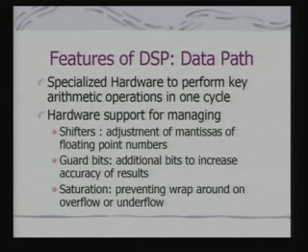So, let us look at the data path. We have already seen some aspects of the data path, and here we are trying to look at some of the other aspects. So, specialized hardware to perform key arithmetic operations in one cycle, and the key operations are particularly multiply and multiply accumulate. You have got hardware support for managing what are called shifters. In fact, we have already seen the barrel shifter in the context of ARM processors, which facilitates multiplication, but shifters have also got another very important role in the context of floating point numbers.